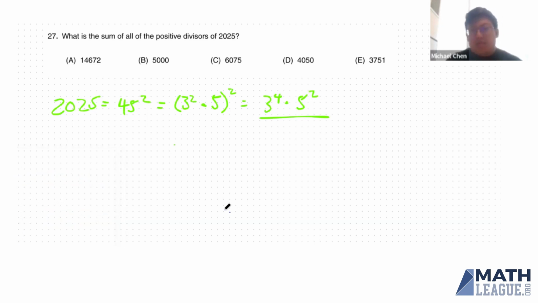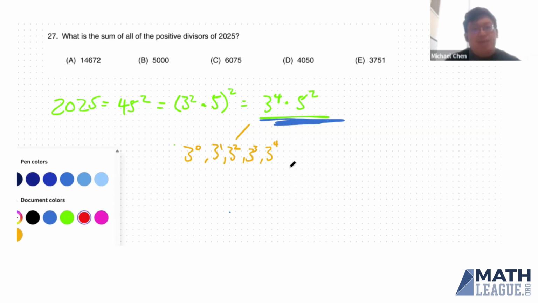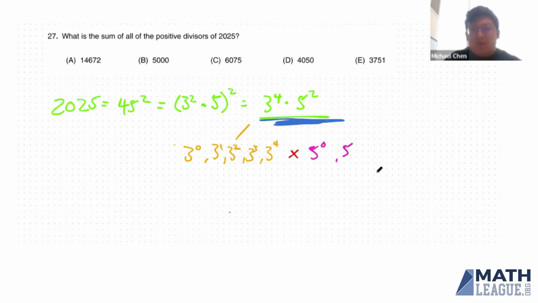So the prime factorization of 2025 is 3 to the 4th times 5 squared. Now, maybe you're saying, how in the world am I supposed to figure out the sum of all of the positive divisors from that? Well, this prime factorization tells us that every positive divisor of 2025 is either 3 to the 0, 3 to the 1, 3 to the 2, 3 cubed, or 3 to the 4, multiplied by 1 of 5 to the 0, 5 to the 1, or 5 squared.